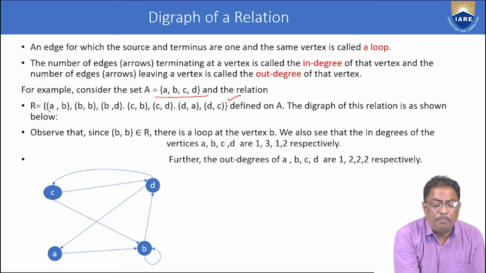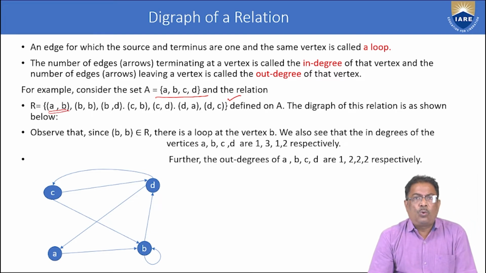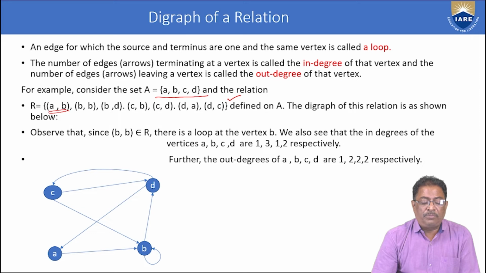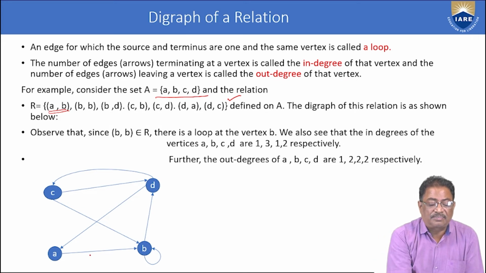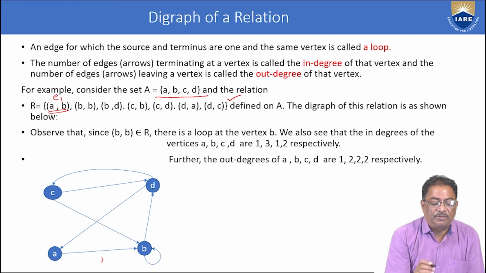Now, A to B. There is one directed edge from A to B. I am just taking this as E1.